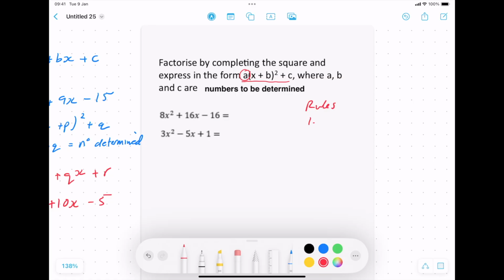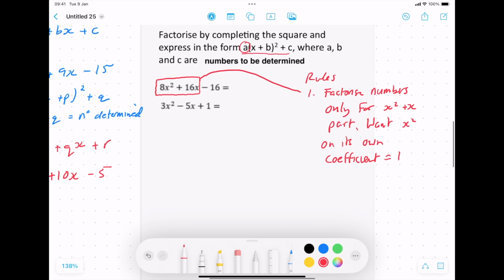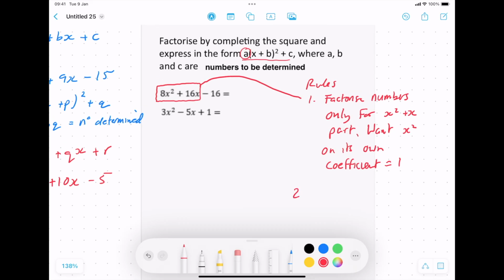Number 1, you have to factorize numbers only for the x squared plus x part. So what do I mean by that? This bit only. So if I just drag that to there, that's the bit I'm referring to. And you want x squared basically on its own. What I mean by that is the coefficient before it must equal 1. Then, once you've done that, the next thing to do is complete the square on the factorized part only.